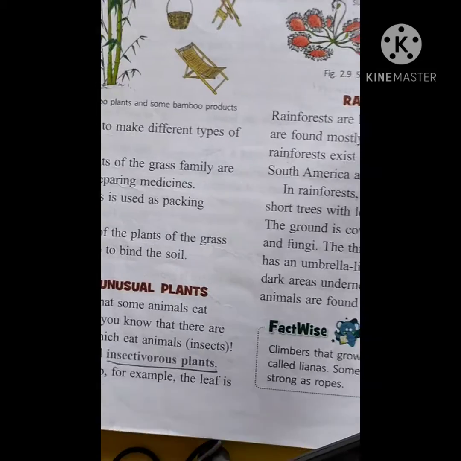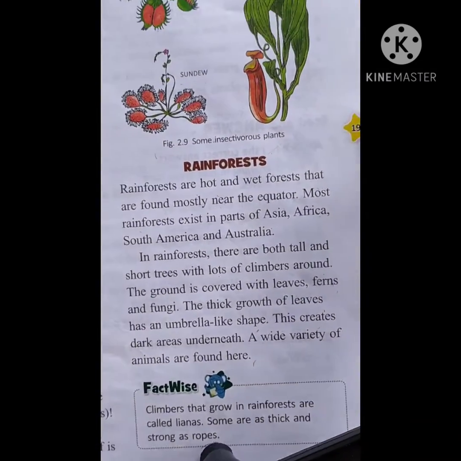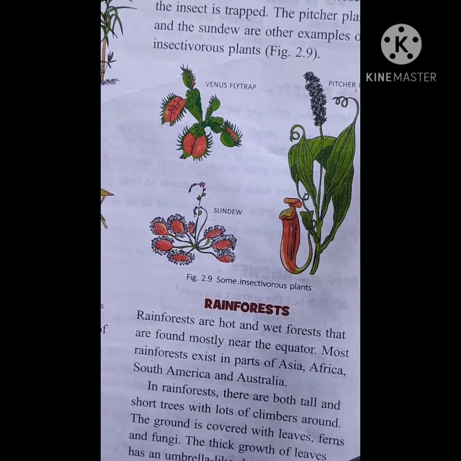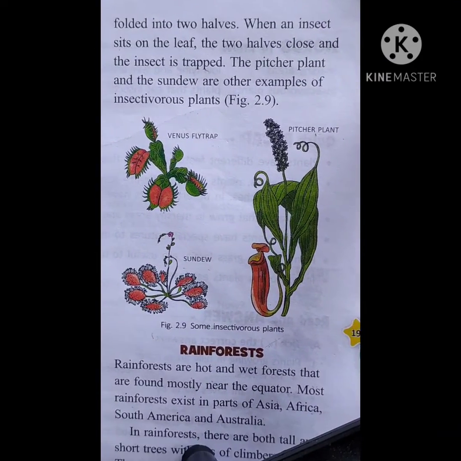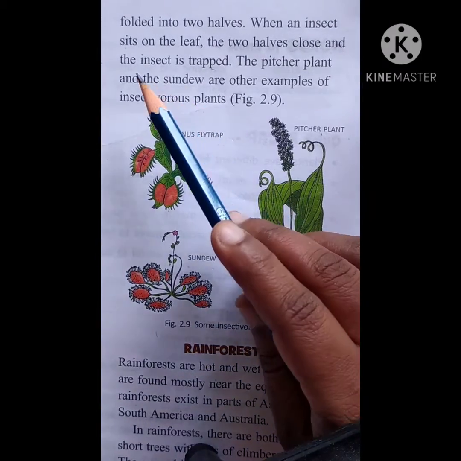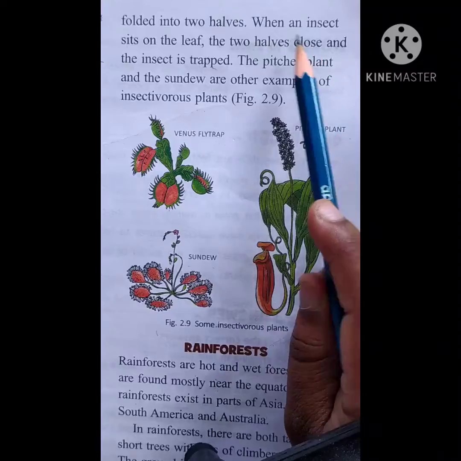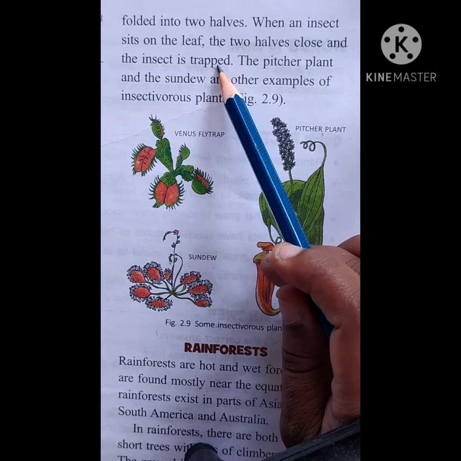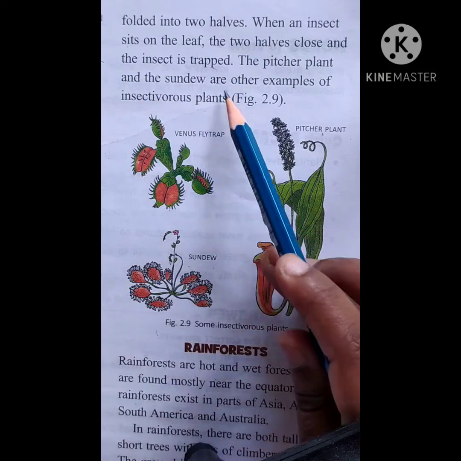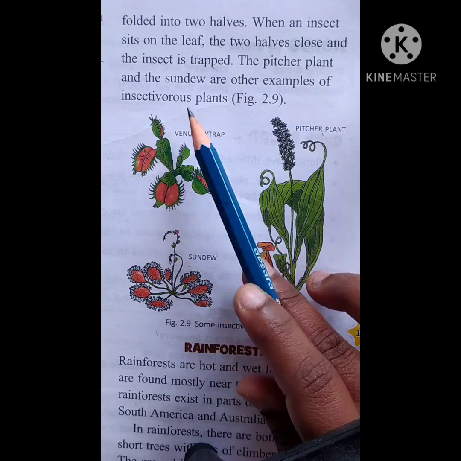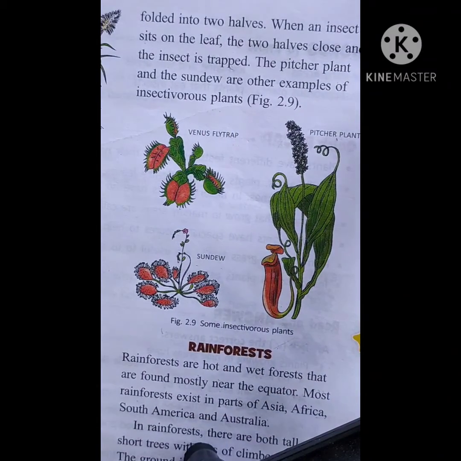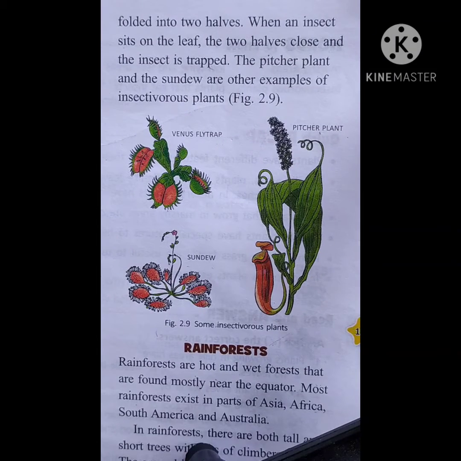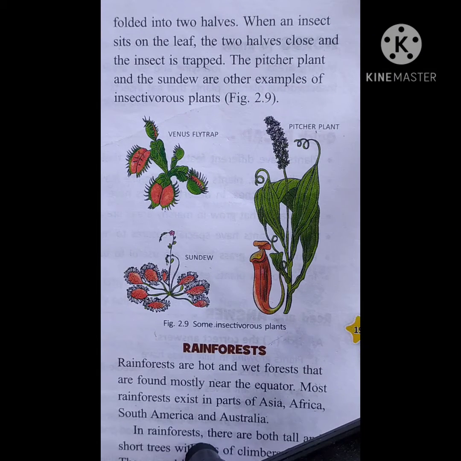Okay children? Yes. In the insectivorous plant, the leaf is folded into two halves. When an insect sits on the leaf, the two halves close and the insect is trapped. The pitcher plant and the sundew are the other examples of insectivorous plants. What are the different examples for insectivorous plants, children? Yes, they are Venus flytrap, sundew and pitcher plant.